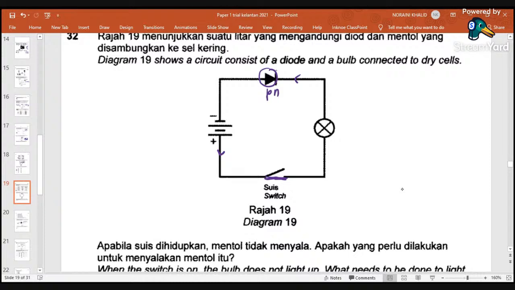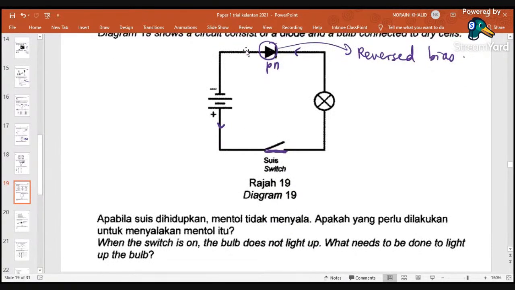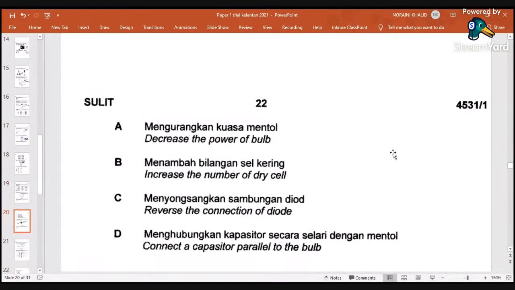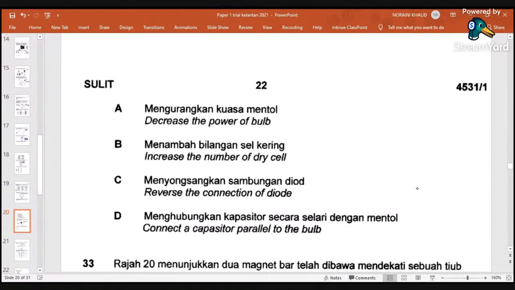To produce forward bias in the diode, the P type must connect to positive, and the N type must connect to negative. But now it becomes reverse bias. If reverse bias, current is not allowed to pass through. So what you do, you need to reverse the terminals of the battery, or reverse the position of the diode, either one. So we can reverse the connection of the diode.